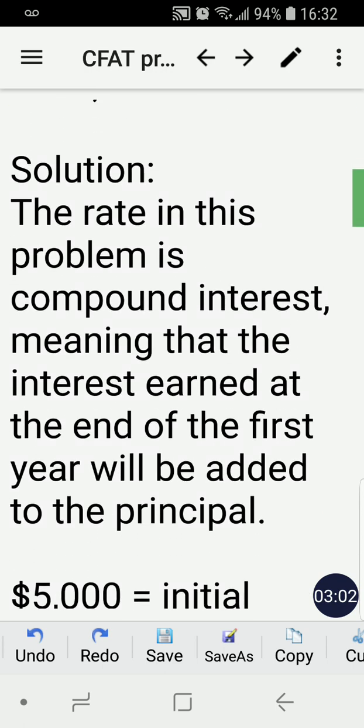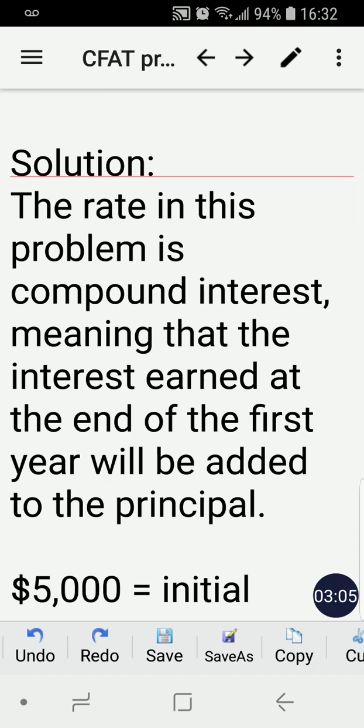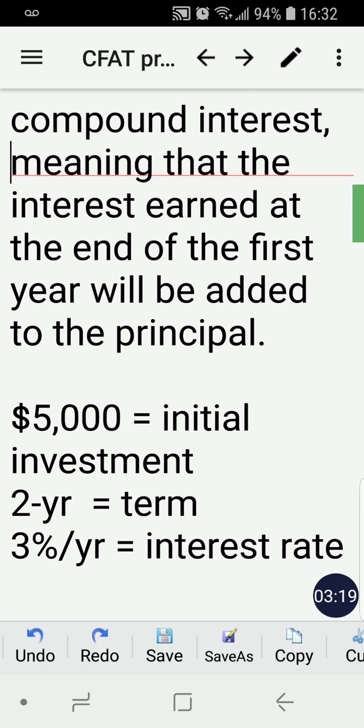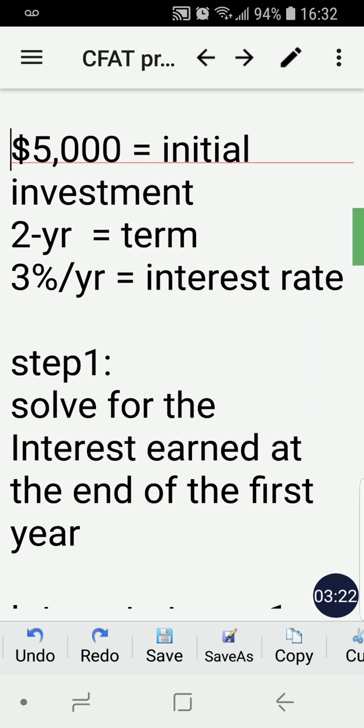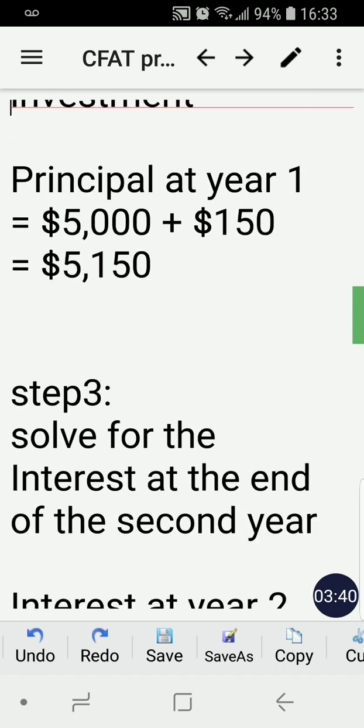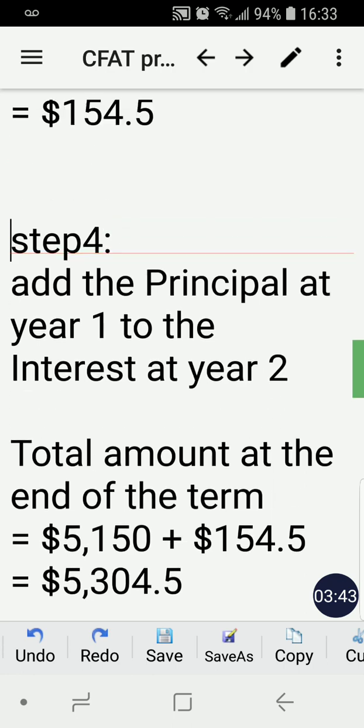Okay, solution. The rate in this problem is compound interest, which means that the interest earned at the end of the first year will be added to the principal. So we have the given: a $5,000 initial investment, the term is 2 years, and the interest is 3% per year. I'm gonna solve this in 4 steps, step by step.